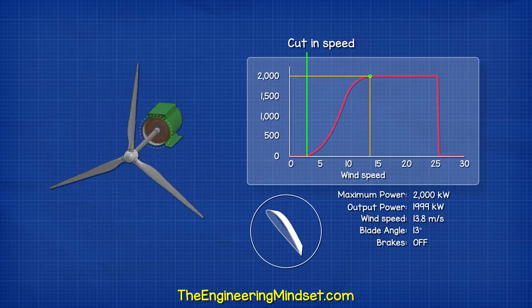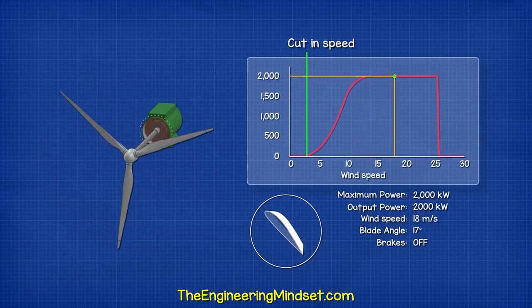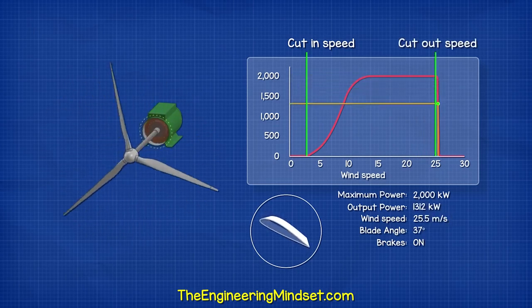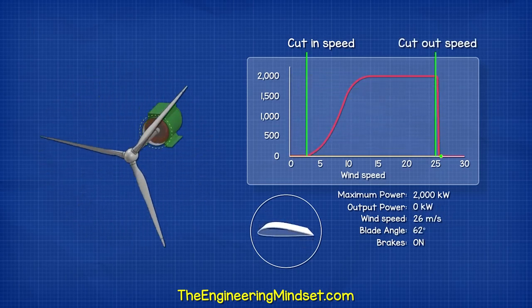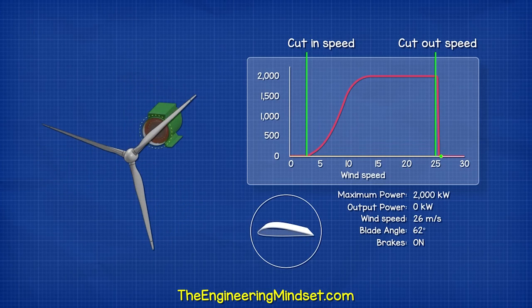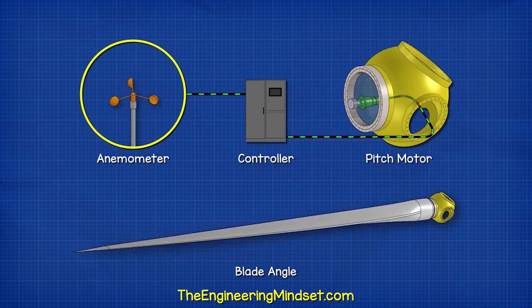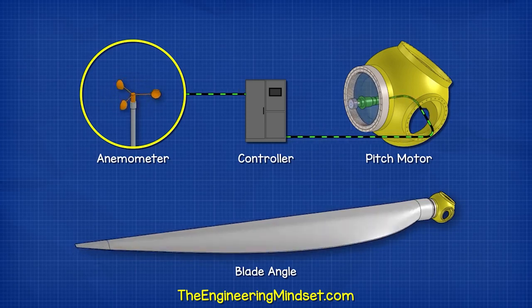At a certain wind speed, the wind turbine will tilt its blades to stop generating power, and the brakes will be applied to protect the wind turbine. This is known as the cut-out speed. The anemometer measures the wind speed, and the controller changes the angle of the blades.